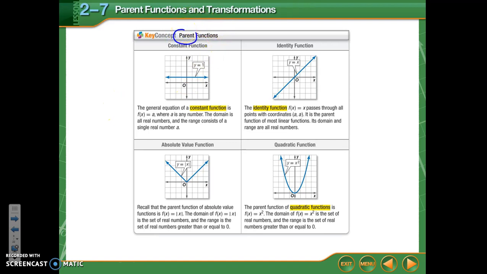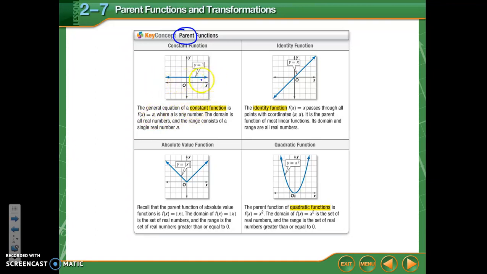These are parent functions. Parent functions means that it's the most basic of a certain kind of function that you can have, and all other functions that share a similar shape are transformed or changed based on this original function. So for example, the constant function is y equals a number. f(x) equals a, where a can be any number.